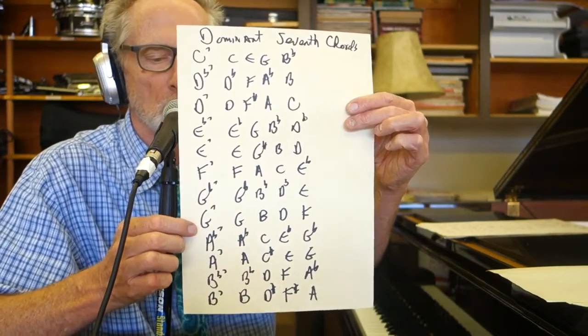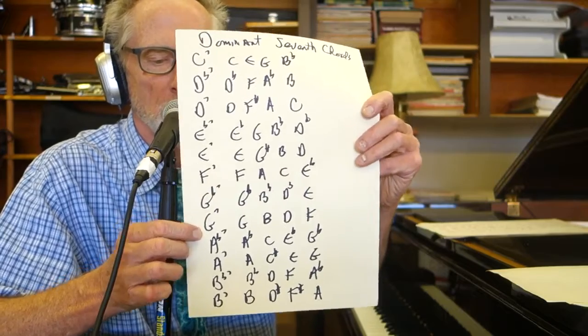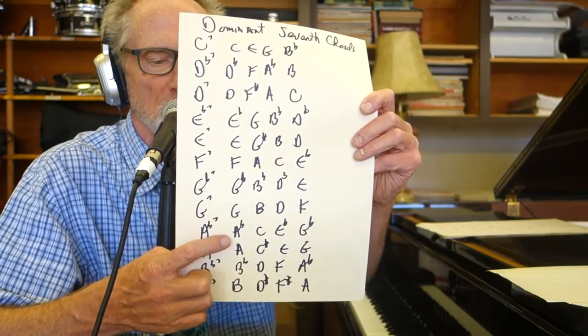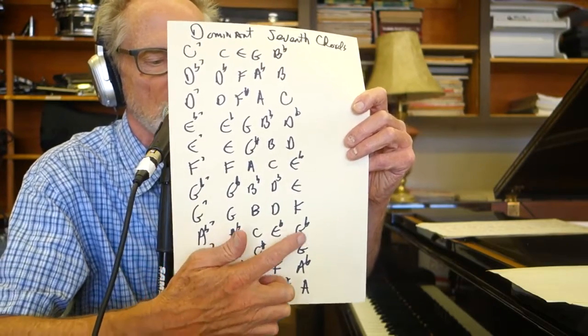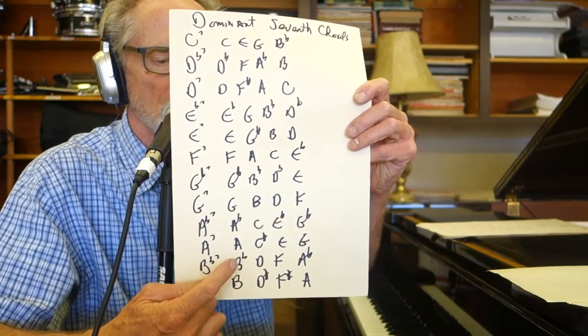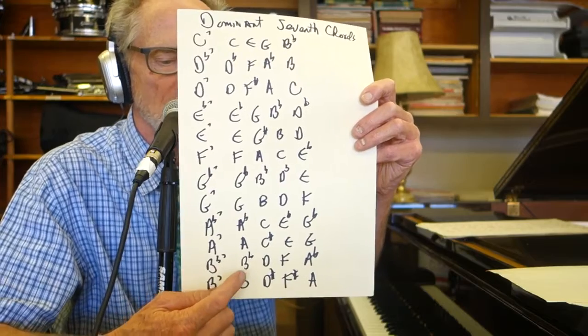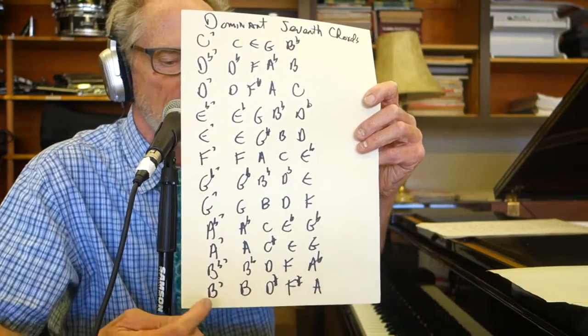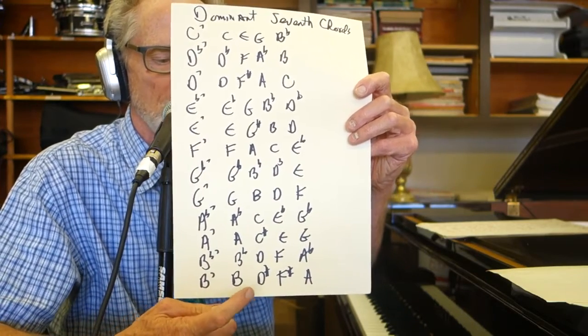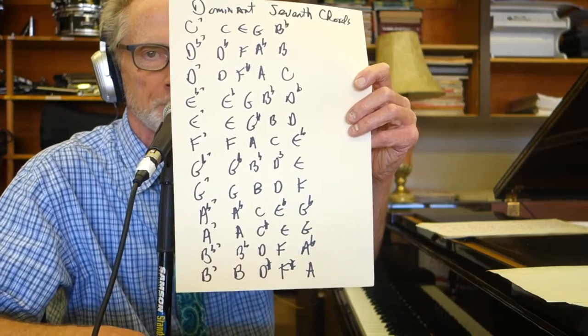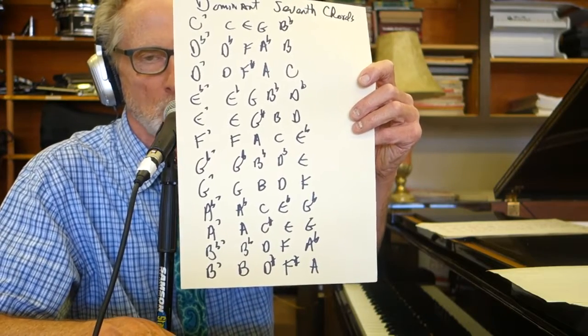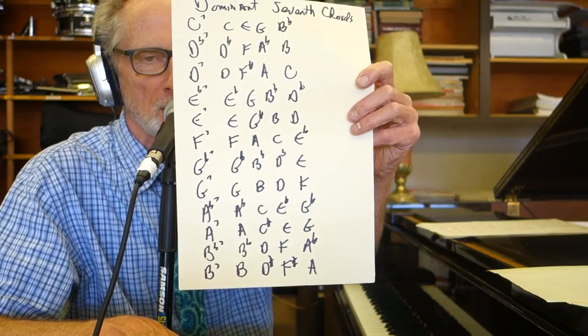Okay? That one's a fun one, very common. A flat dominant 7th: A flat, C, E flat, G flat. A dominant 7th: A, C sharp, E, G. B flat dominant 7th: B flat, D, F, A flat. B dominant 7th: B, D sharp, F sharp, A. Okay, come on guys, do your work. Write them all down and let's get ready to play.